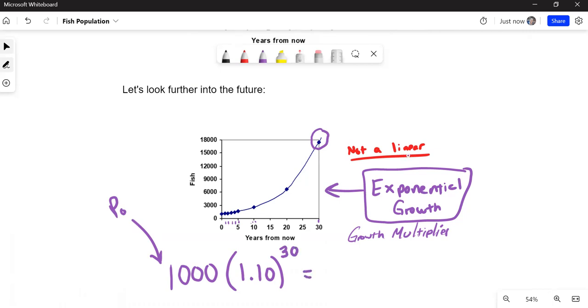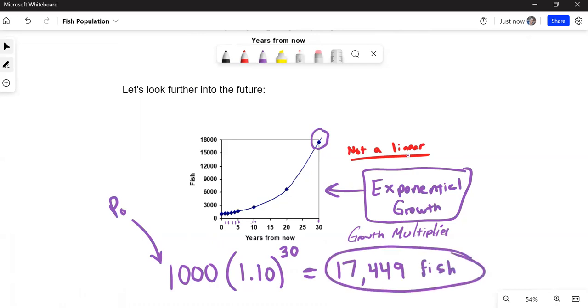Now that's where you for sure need a scientific calculator. If you do, you should be able to type that into left to right. I'm just going to type that in 1,000 times 1.10 raised to the 30th power. And it's not an exact whole number. So I'm going to round off to the nearest whole number. I have 17,449 fish after 30 years. So that's quite a bit of growth. Okay, I hope you've learned more about how this model works, and we're going to look at it more later in the module.